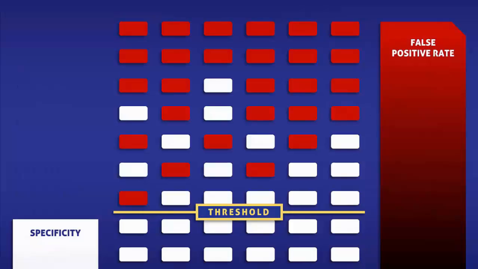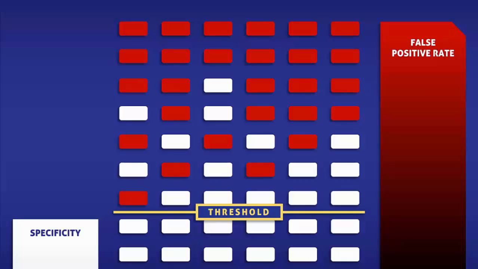Let us imagine that the red rectangles in this figure represent individuals with the condition of interest, while the white rectangles represent individuals without it. The yellow line is the cutoff point above which a test returns positive. Currently, there are several white boxes above the yellow line. Those white boxes represent false positives, meaning that at this cutoff point, the test lacks specificity.